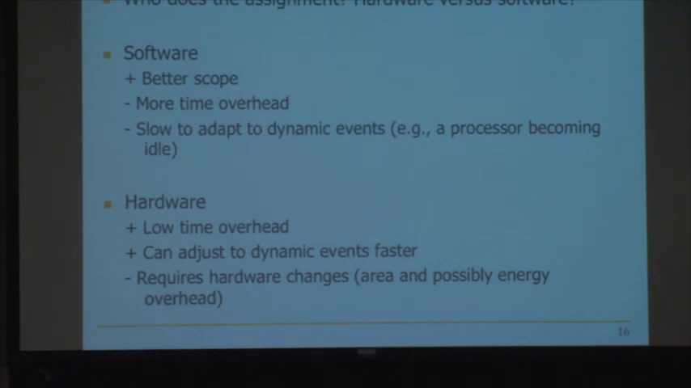You need to somehow have these queues, which leads to area and possibly energy overhead. Although energy overhead is not clear, right? If you actually speed up your program significantly, you can reduce your energy consumption because you're cutting down the execution time of your program or system. You're reducing the idleness in your system.